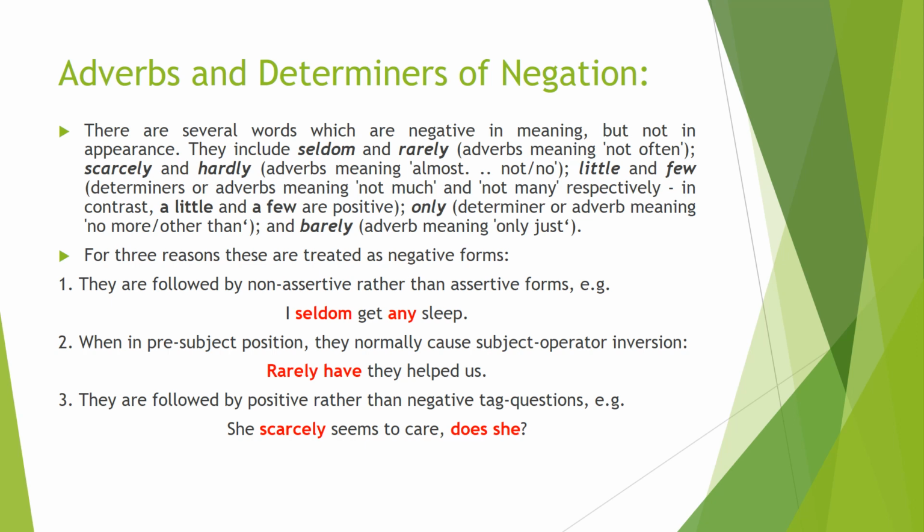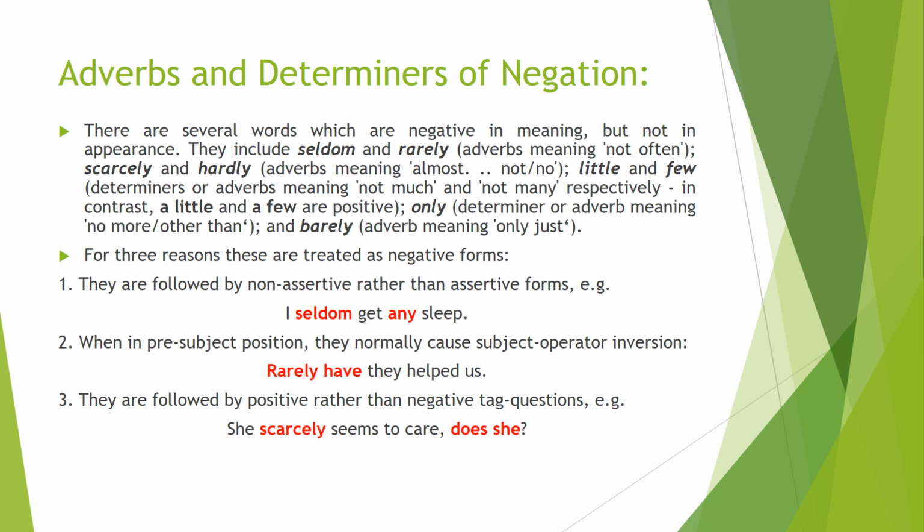And number three, they are followed by positive rather than negative tag questions. I think you know something about tag questions. When we use them at the end of the sentence, whether they are positive or negative in structure depends on the structure of the sentence. Usually they are opposite to the sentence they are attached to. If the sentence is positive, the tag question should be negative. If the sentence is negative, the tag question should be what? Positive. So when your sentence has one of these words that we talked about, because we are going to consider the sentence negative, the tag question will be what?